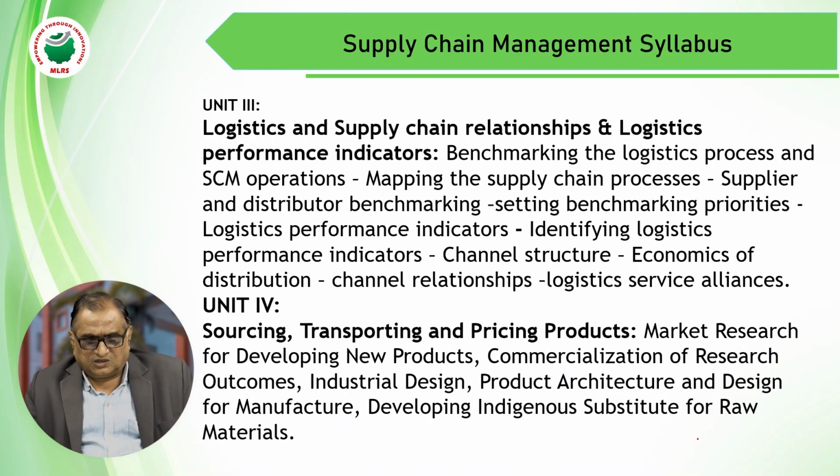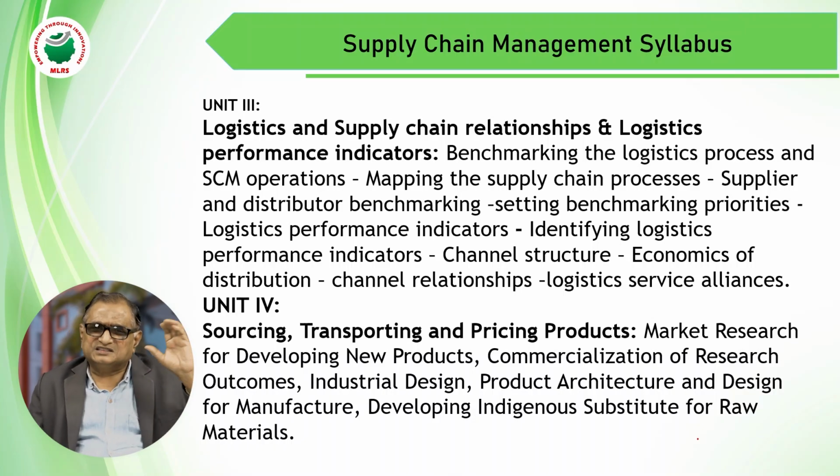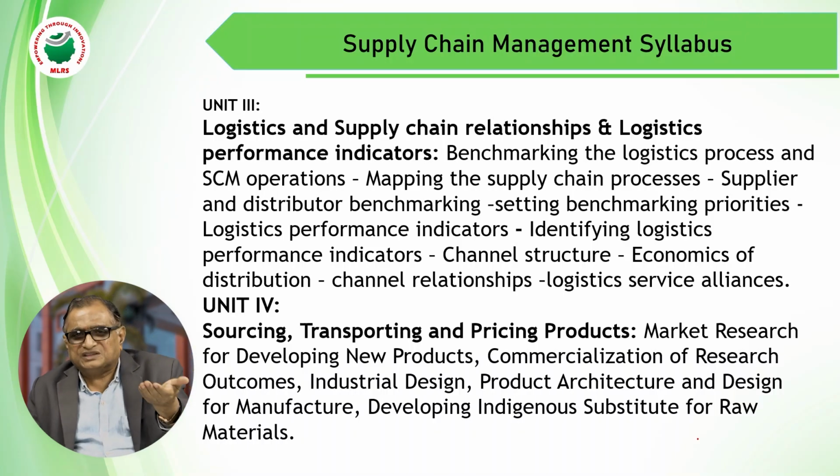The third unit is logistics and supply chain relationship. Performance indicators: what are the performance indicators? Benchmarking. For anything there is a benchmark. Benchmarking is an indication of the minimum requirement; that is benchmarking the logistic process. For any process, the minimum requirement that it takes is the benchmark. Over and above that, we keep giving higher quality and higher services.